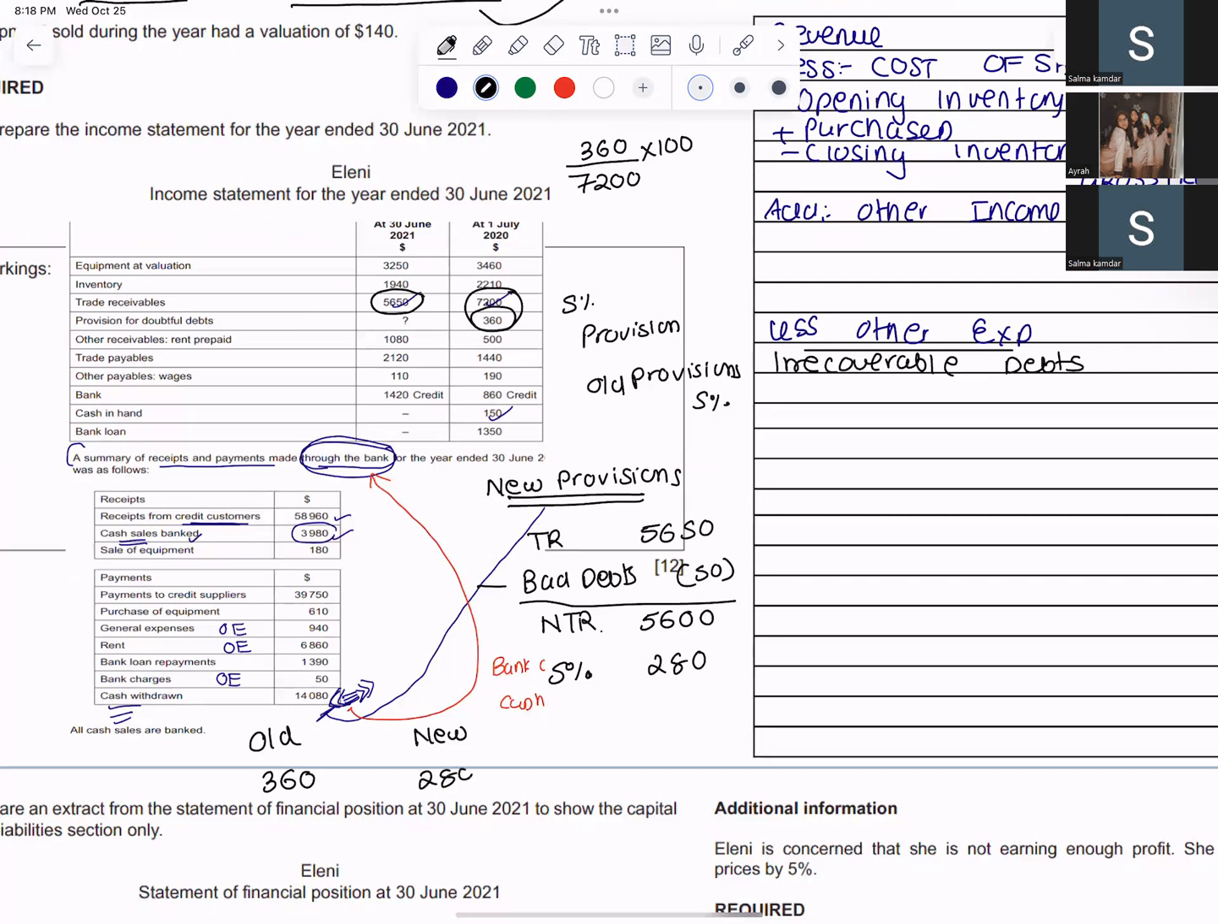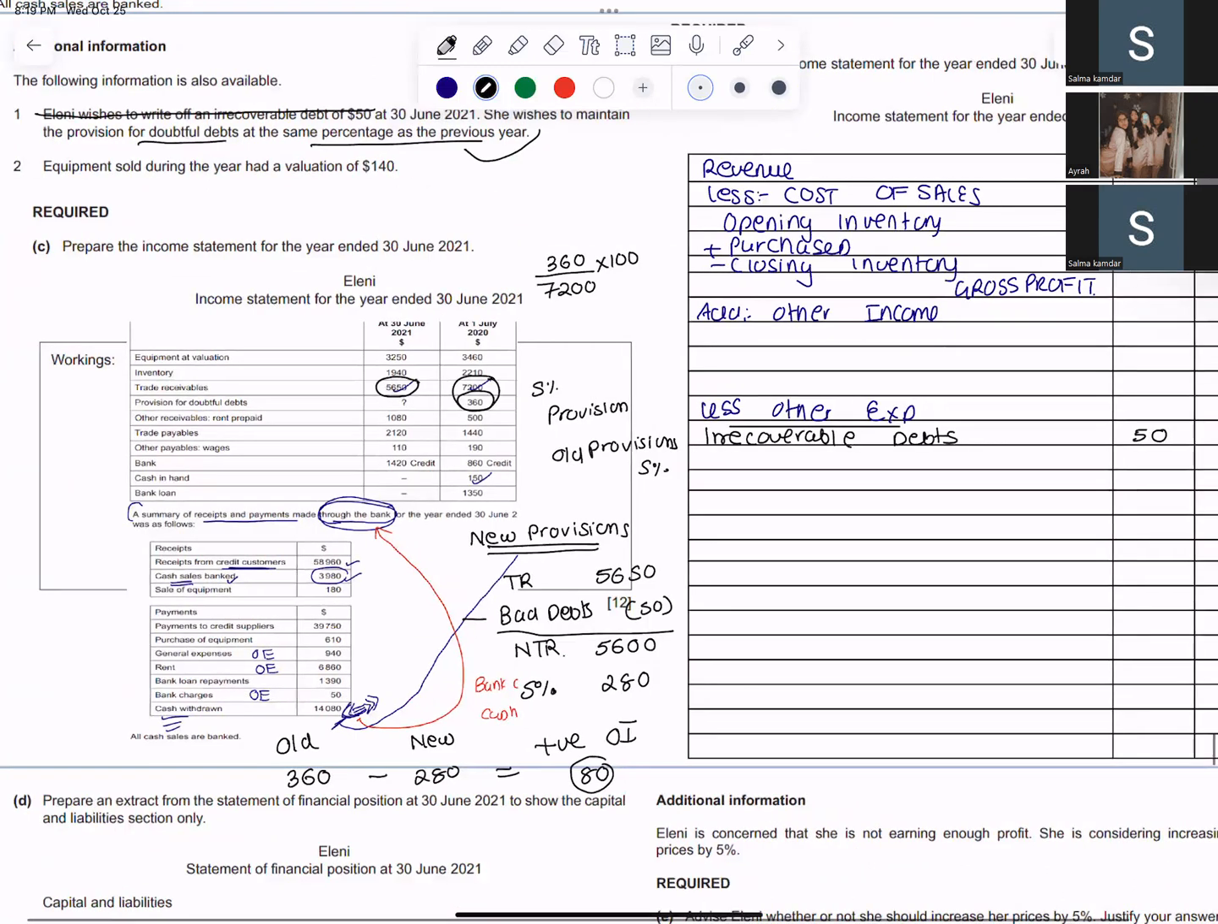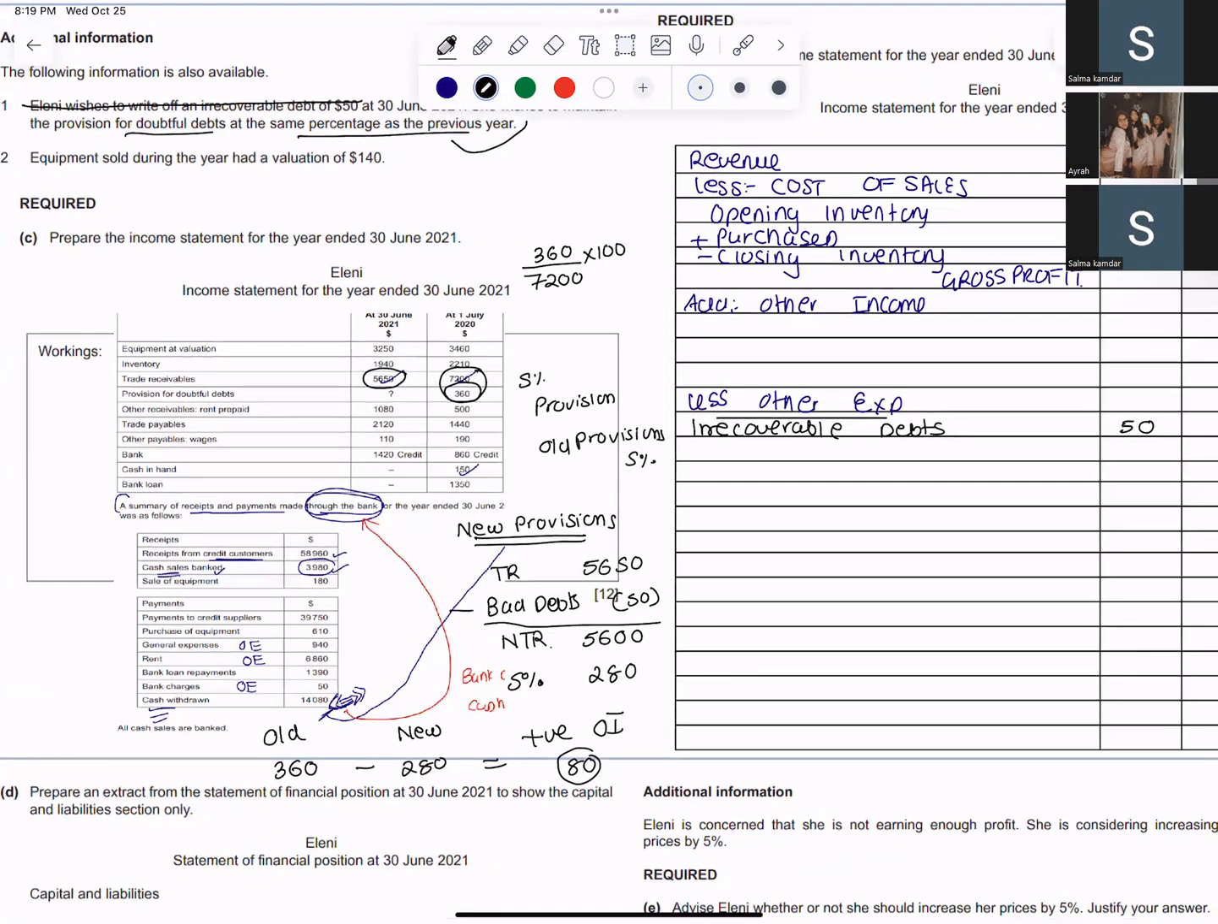Old minus new. The answer is positive. That means it is 80, other income. So this is a decrease in provisions, right? So which percentage you found by doing 360 upon 7200 into 100, na? Yes. Provision divided by trade receivables into 100.